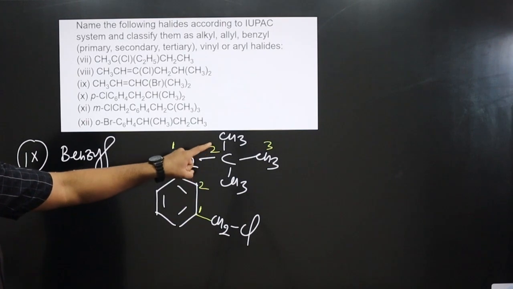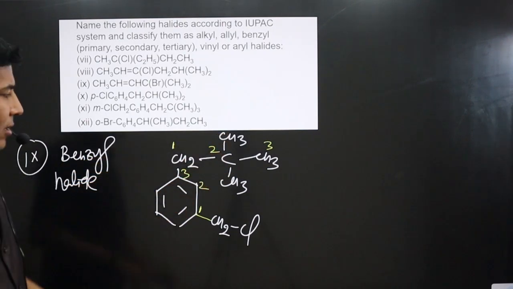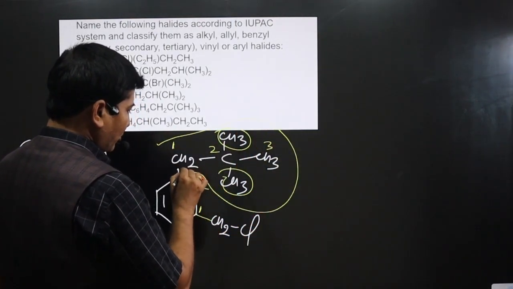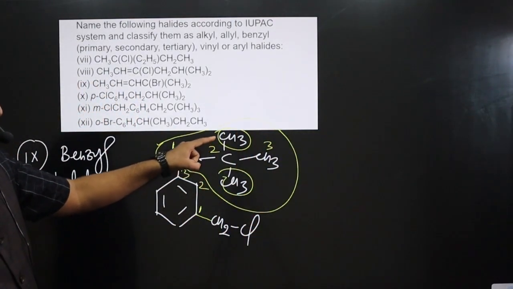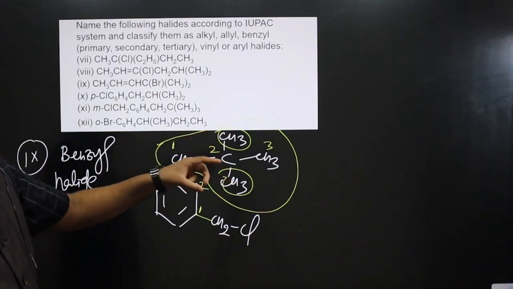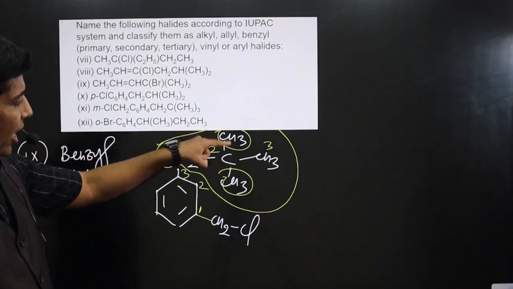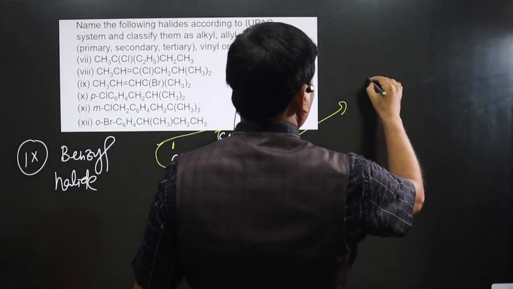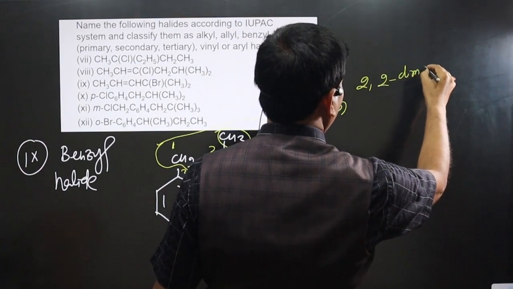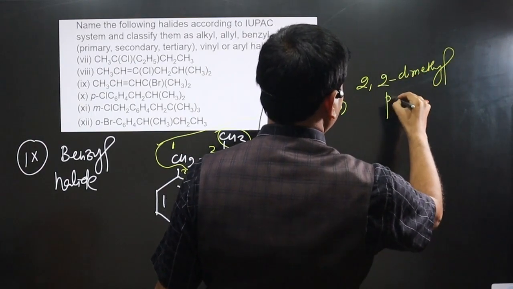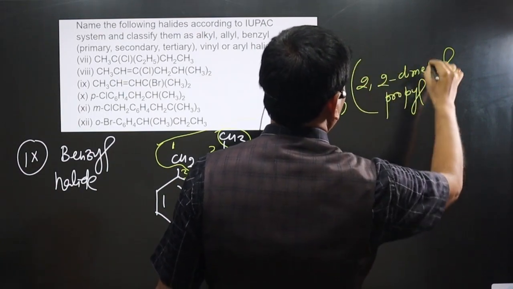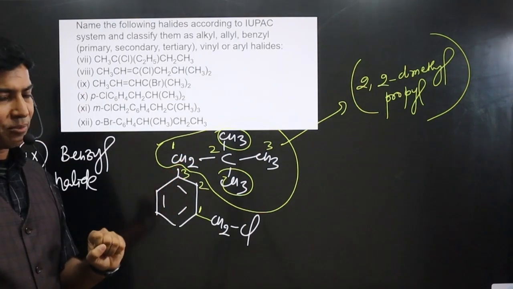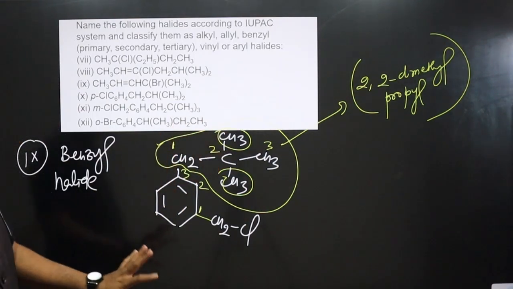If I name this portion, you can see to the second carbon 2 methyl groups are attached. If I want to name this entire portion, how can we name it? 2,2-dimethyl. To the second carbon 2 alkyl groups are attached. 2,2-dimethyl, and how many carbons are there? 3, propyl. So this portion will be 2,2-dimethyl propyl. This is how we can name it. And this entire group is attached to the third carbon, so we can mention 3 also, alphabetical order.